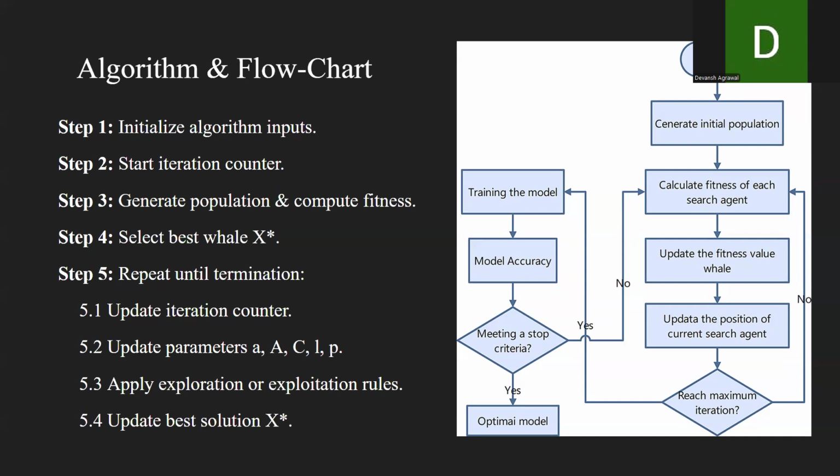The core loop of this algorithm consists of updating the iteration counter, updating main control parameters like A, C, and P, applying either exploration or exploitation strategies depending on parameter values, and updating the global best solution whenever a better whale is found. This cycle continues until the stopping condition, usually the maximum number of iterations, is reached. The final best solution is considered as the optimized output. Now my teammate Abhishek will be explaining encircling the prey.